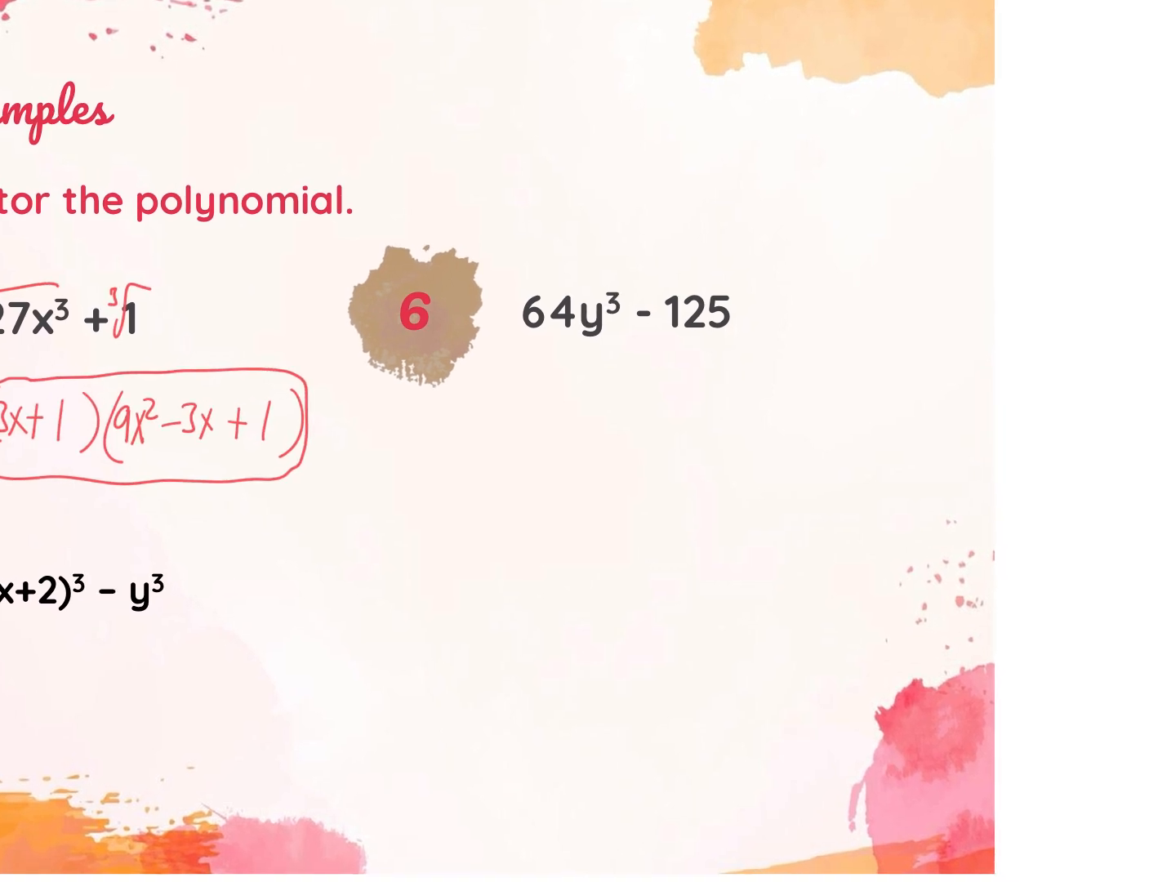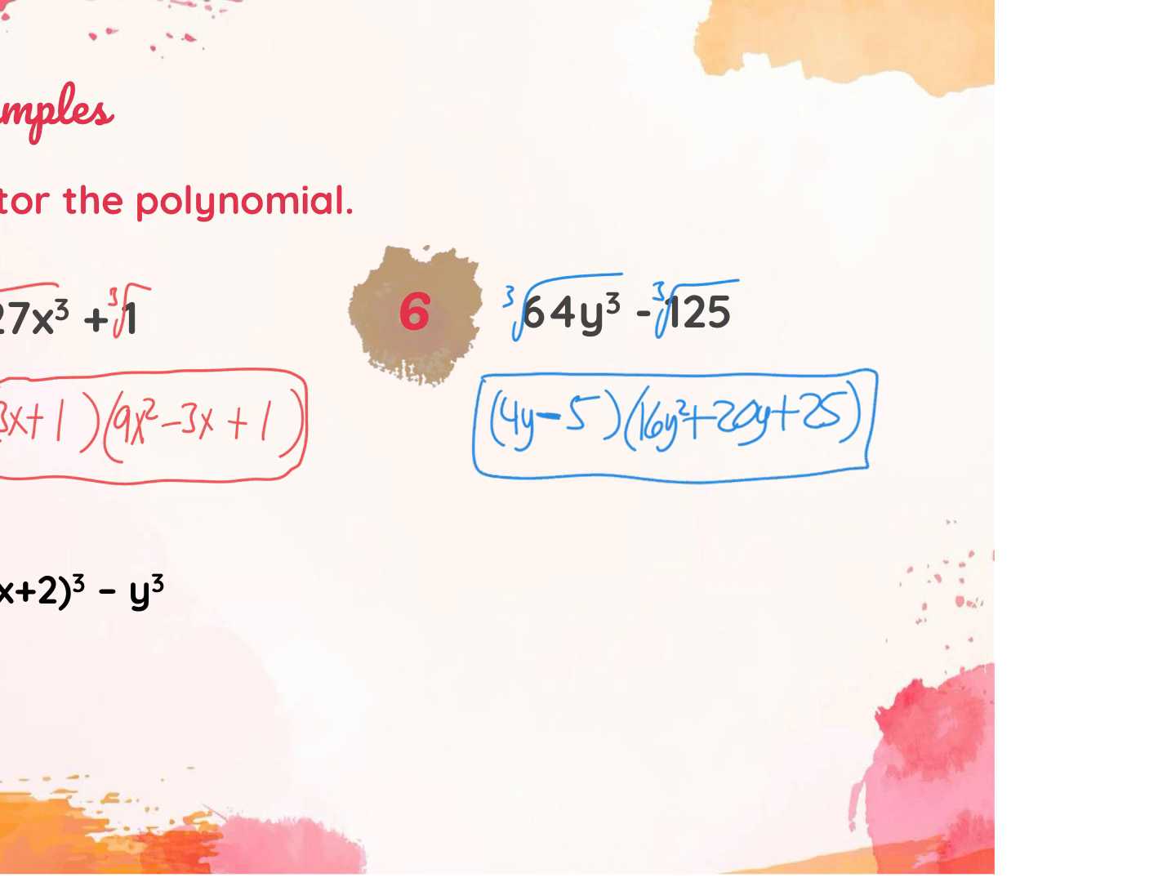All right, same thing with the next one. Cube root of the first, cube root of the last, right? These are both perfect cubes. So then it's going to be same, opposite, always plus. So it's going to be 4y and 5, square of the first, 16y squared, square of the last, 25, product of the 2 in the middle, 20y. And that's your final answer.